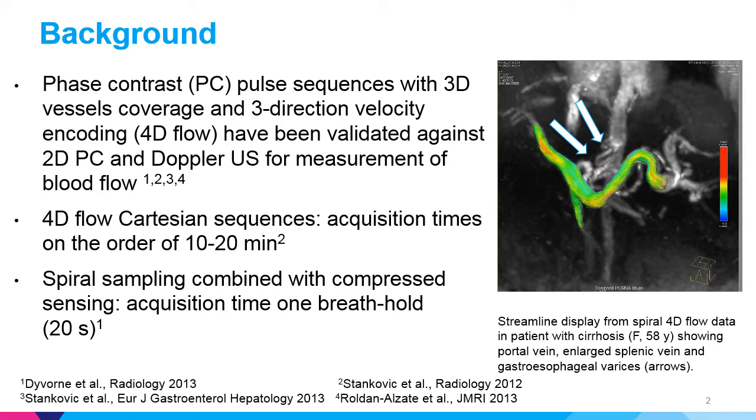Our paper proposes a novel sequence using spiral sampling combined with compressed sensing, which achieves acquisition times of 20 seconds, enough for one breath hold to cover the entire abdominal vasculature. Here we have an example showing the streamlines from spiral 4D-flow data in a patient with cirrhosis. And we can clearly see the portal vein, the enlarged splenic vein, and the gastroesophageal varices.